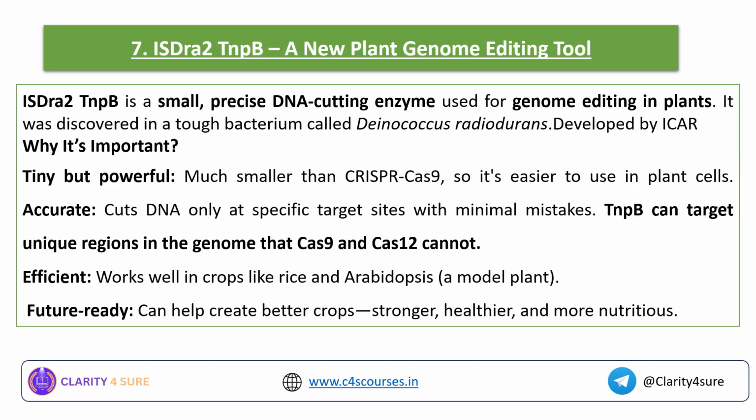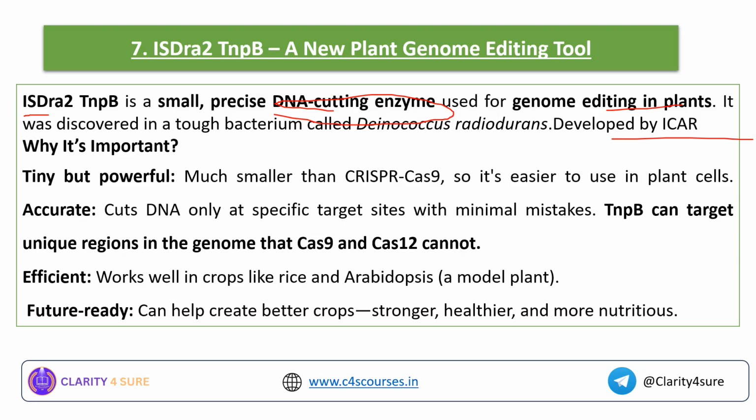Now coming to the next topic, the ICAR scientists have recently come up with a new plant genome editing tool. The name is ISDra2-TnpB. It is a small precise DNA cutting enzyme. See, it is also like the CRISPR-Cas9 or Cas12 enzyme only. Here the enzyme name is ISDra2-TnpB.